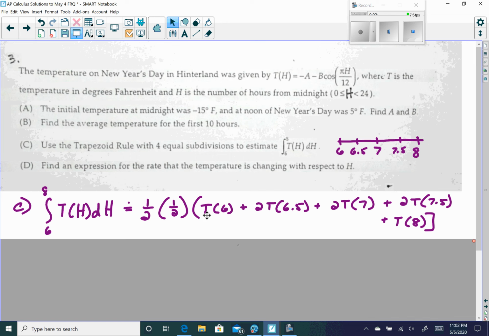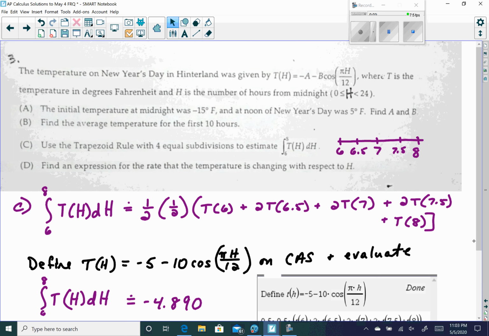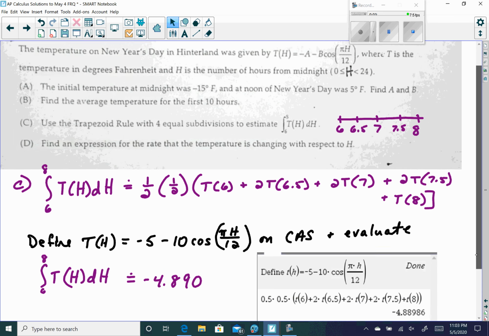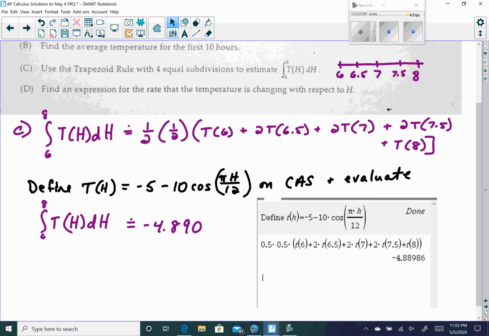So I wrote this in as T of 6 plus 2 times T of 6.5 all the way up to the very end here, and then we just have a single T of 8. Now to make this easier to type on the calculator, I just defined T of h right here. And that way it allowed me to type this whole thing in. So this is just 1/2 times 1/2 times, and then I had to hit the variable key, T of 6 plus 2 times T of 6.5. So in doing that, I'm getting negative 4.890.